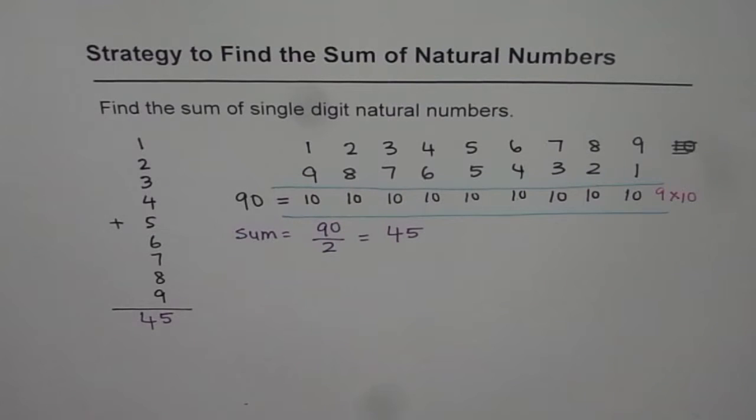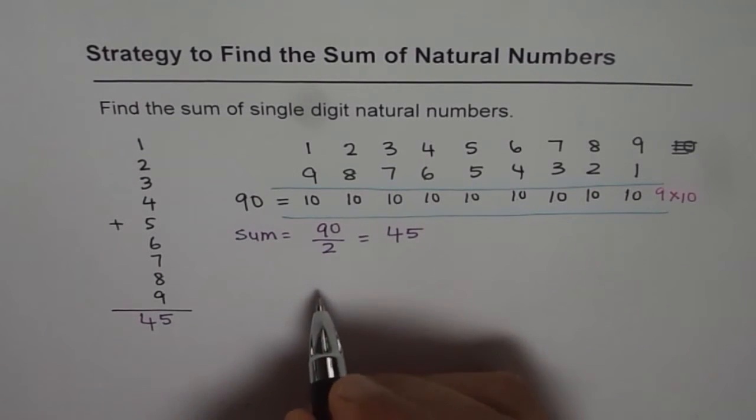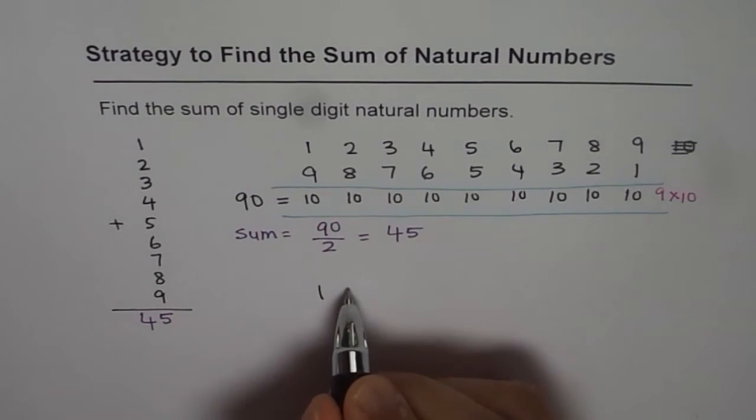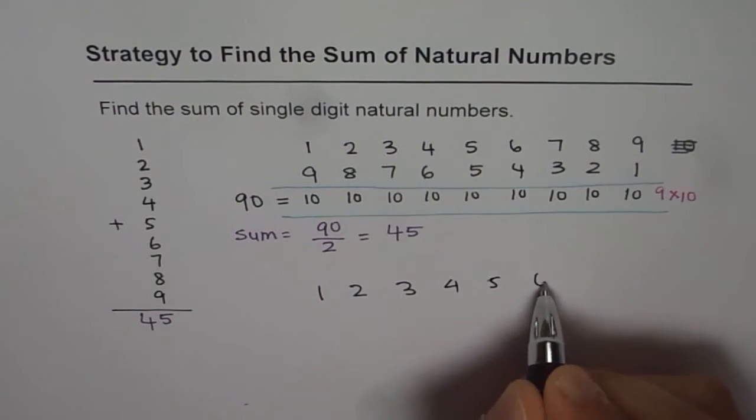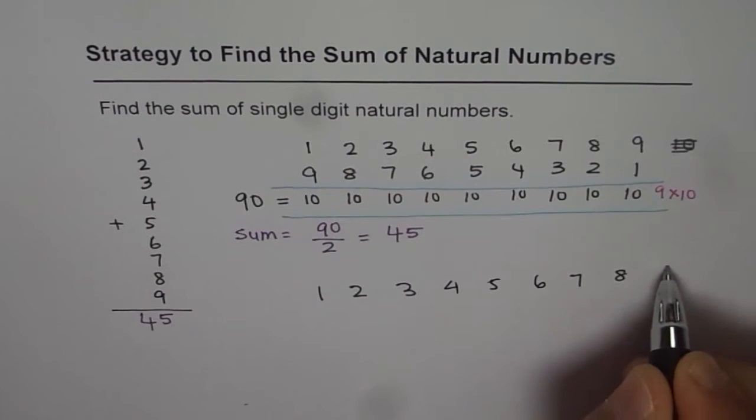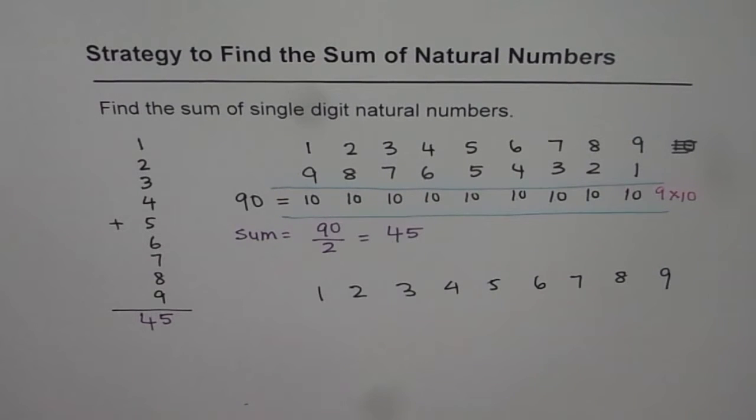Well, that's interesting. There's another way of doing it, and that is, I'm not going to add them twice, right? Let me just do it once. We are supposed to add them one time. So let me write them again. 1, 2, 3, 4, 5, 6, 7, 8, and 9. Okay. So there are 9 numbers.